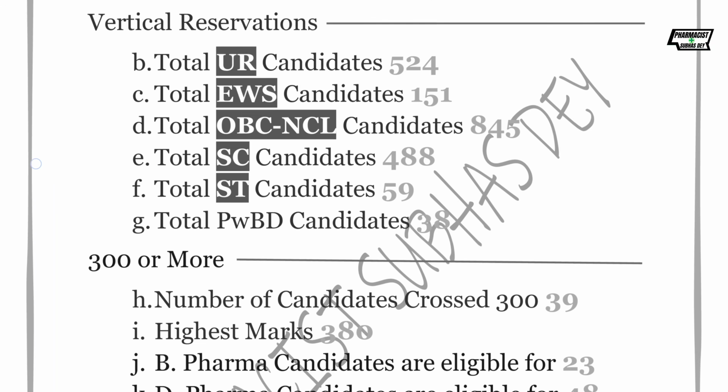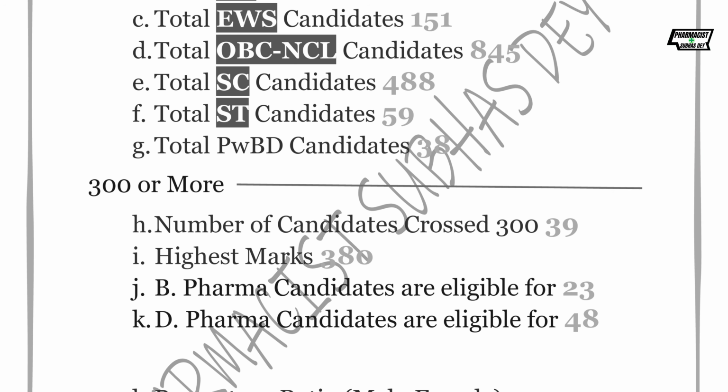The interesting fact about this result is that 300 or more marks have been scored by 39 candidates. Last time I think only the top candidate scored 300 plus, but this year, in this CRE, 39 candidates have scored 300 and more. So highest score went up to 380. So this competition is going to be tremendous day by day, and whatever next series is coming, you know how the competition will be. It will be very high.